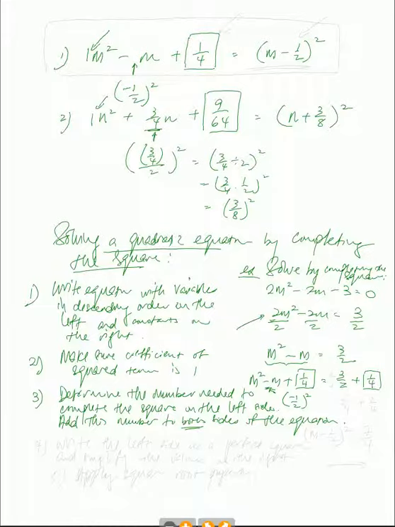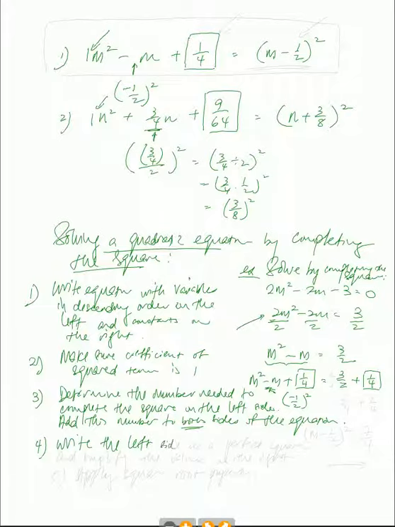So let's read again. Step 3 is saying to determine the number needed to complete the square on the left. Okay, and then you need to add this number to both sides. So it was decided the number was 1/4. So I need to add 1/4 to both sides of the equation, which is what I did. Okay, so that's step 3.